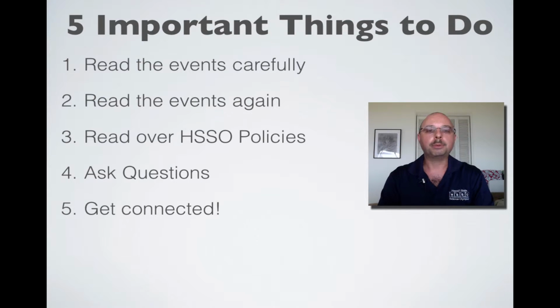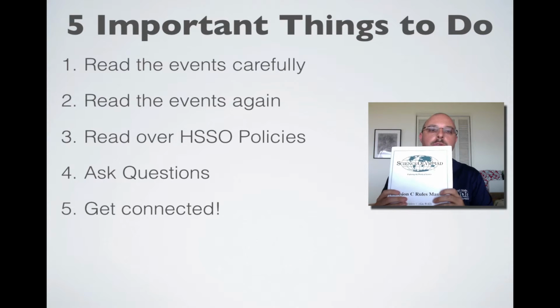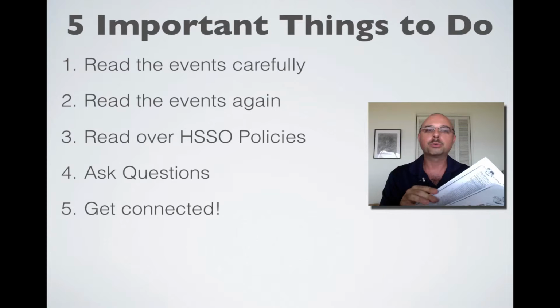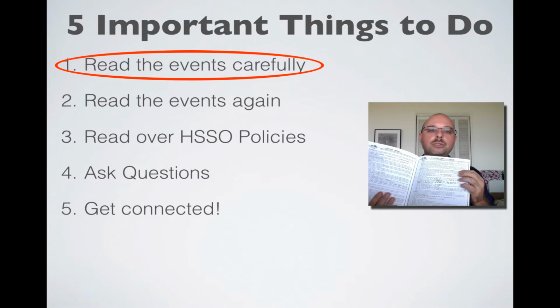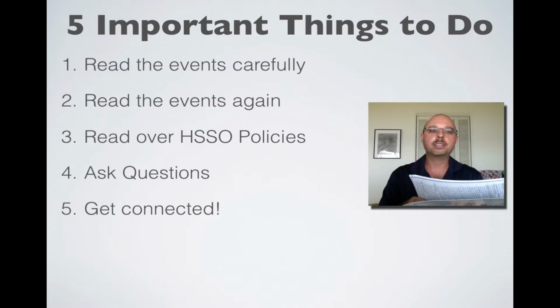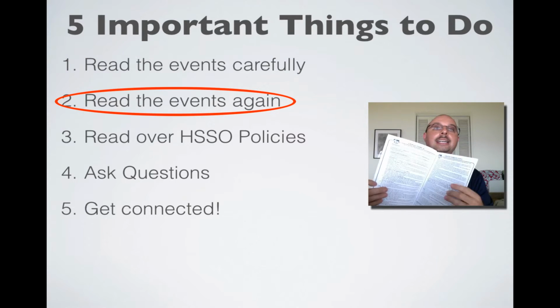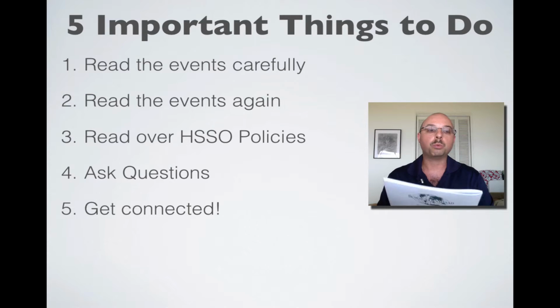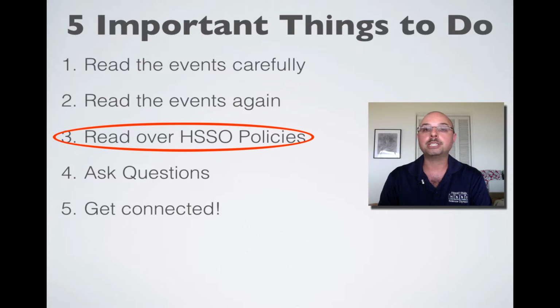So just to wrap up, we've had a 4-part basic training series, and I just want to finish up with a couple of thoughts. Again, when you register your team, you're going to get a rules manual that looks like this. Rule number 1, of 5 important things for you to do, is to read the events carefully. Thing number 2, read the events again. Some of the most common questions that we get have to do with some of the basics of events. So please make sure that both you and your students are reading over the events very, very carefully. Please go online and take a look at the HSSO policies, and please keep up to date on those policies. Of course, if you have any questions, you can always email us.